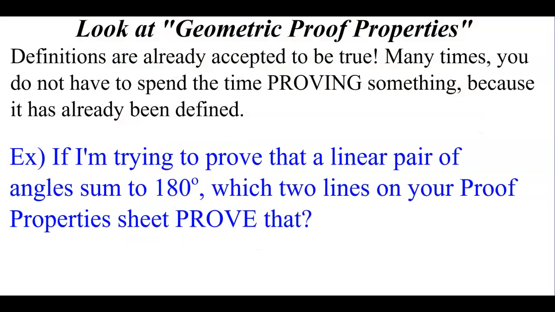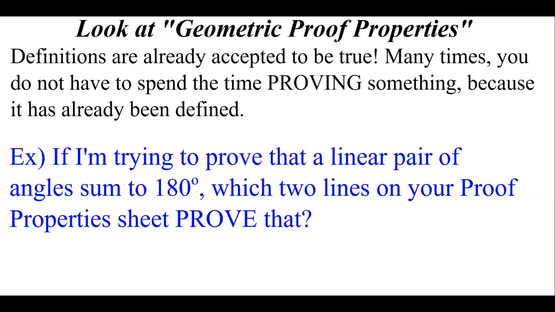All right, now here's a look at your geometric proof properties cheat sheet. You will be able to have this on your test, but go ahead and get that out. It's in your packet. It says definitions are already accepted to be true. So many times you do not have to spend the time proving something because it's already been defined or it's already been proven. So instead of doing the dirty work, you can just pull one of the definitions that already states that to be true.